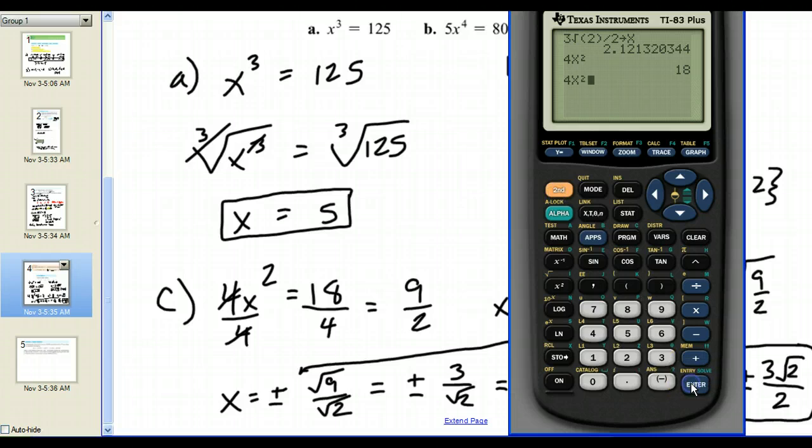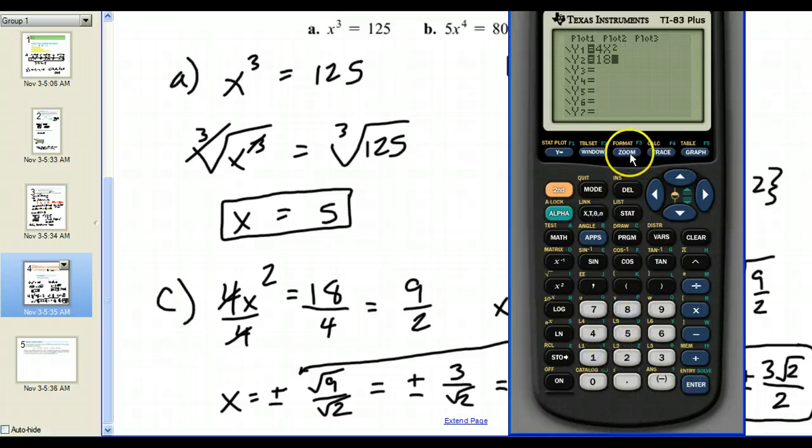Now go back a couple of steps. Second enter takes you back to previous entries. Then go up in front of that 3. Second delete makes that an insert button. Insert a negative, store that as x, and then again 4x squared, and you get 18 again. So those things do work. And also remember, anytime you're doing an equation, left side 4x squared, right side 18.